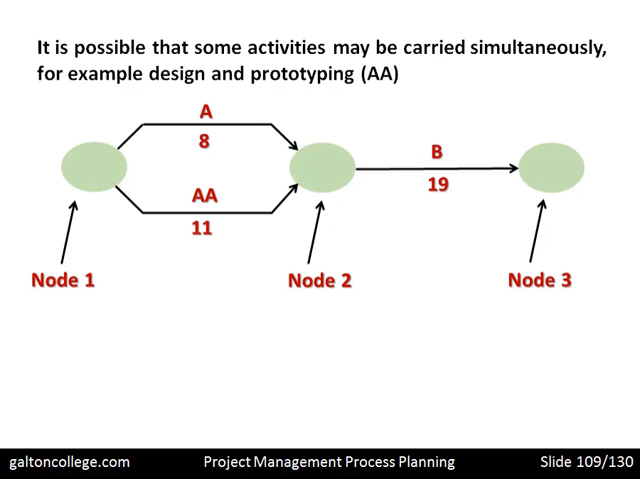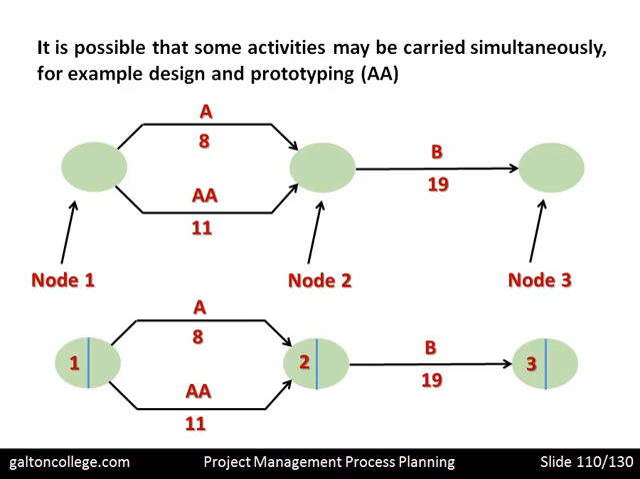But that moves us from node 1 to node 2. And at node 2 we have B, activity B, which is some other activity, which takes 19 weeks, and that gets us to node 3. Another way of writing this is in a diagram like that, where node 1 is indicated inside the circle, which is node 1. Node 2 is inside that circle, and the number 3 is inside the final node, the final circle. So it just tidies it up a little, and that's the more general way of writing it.